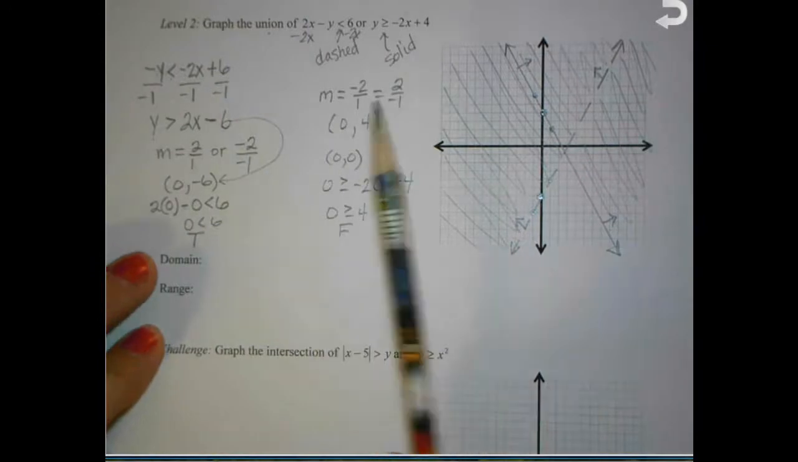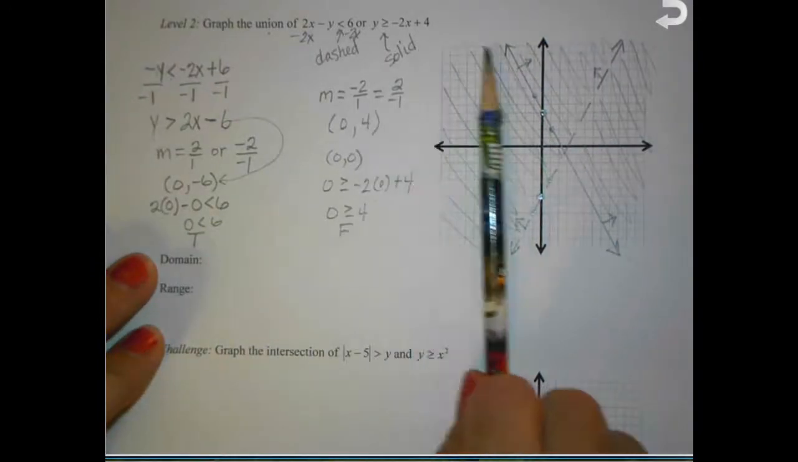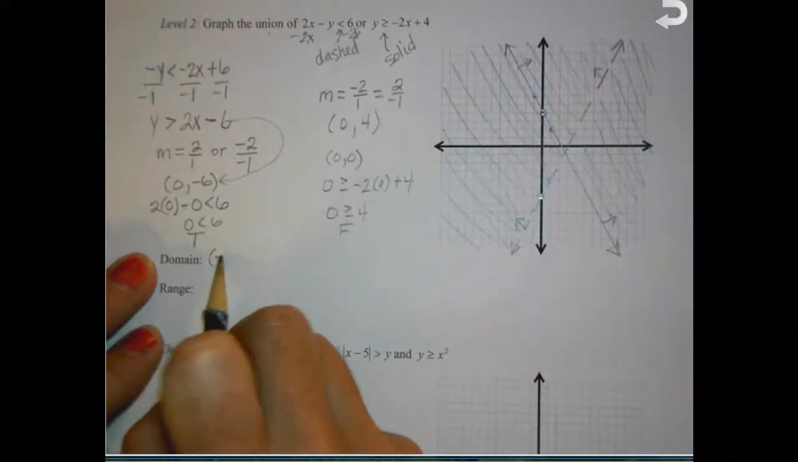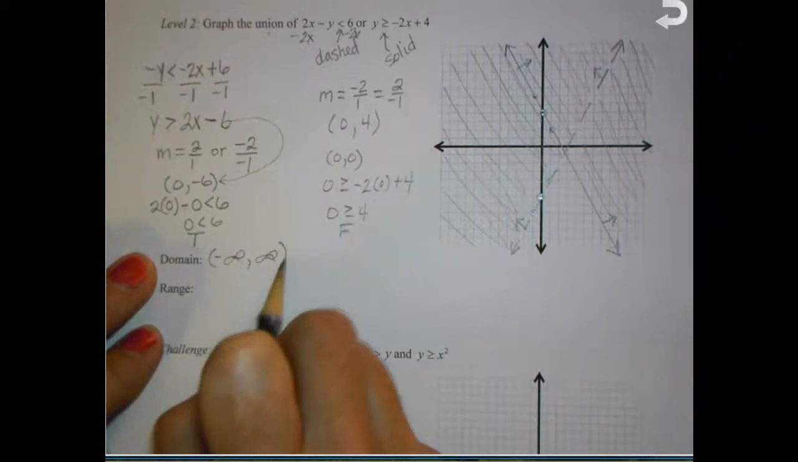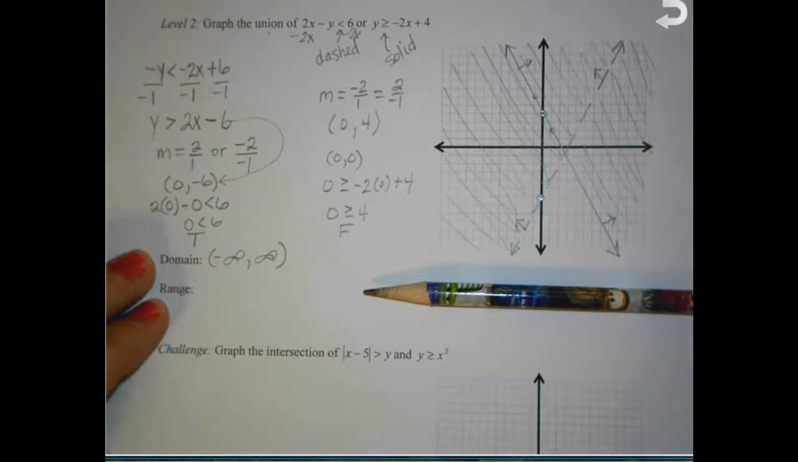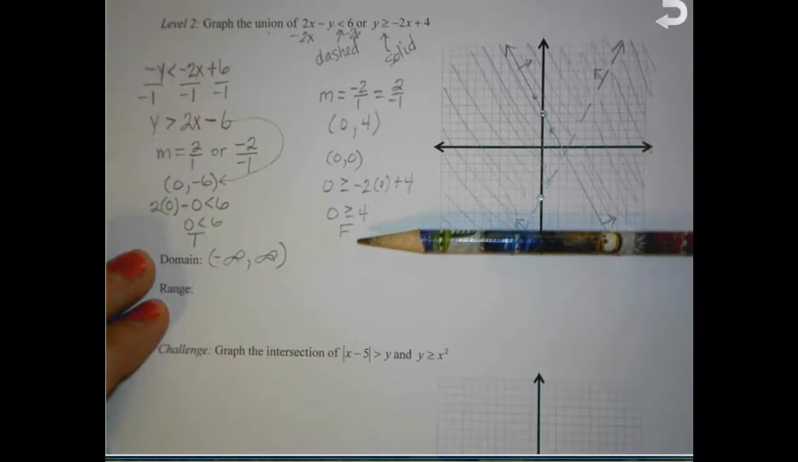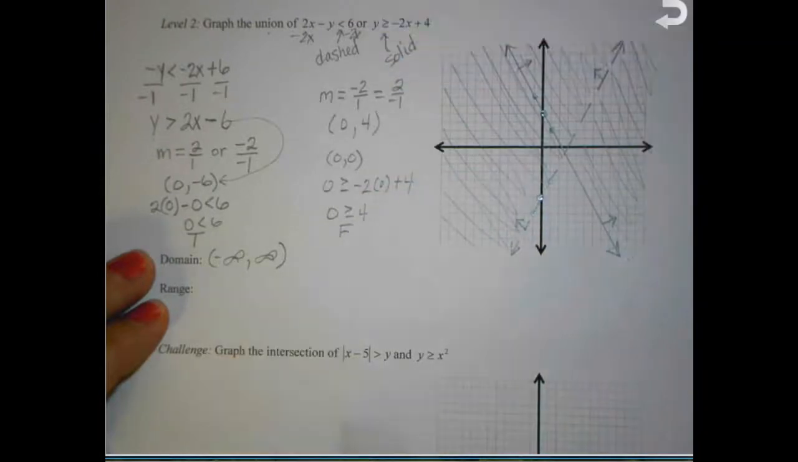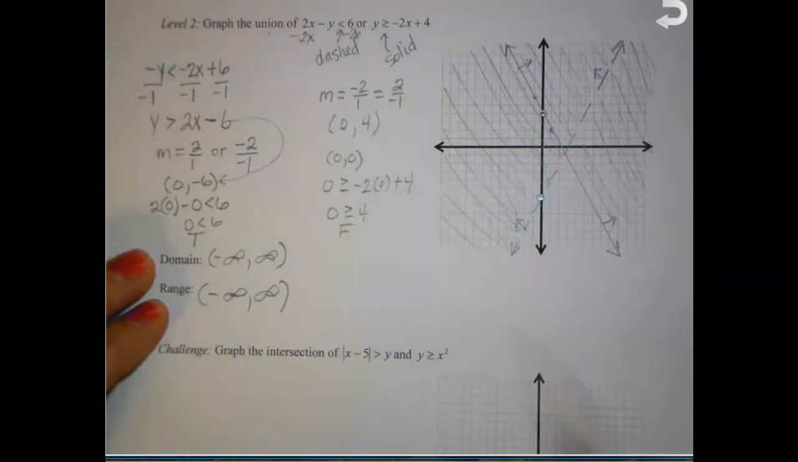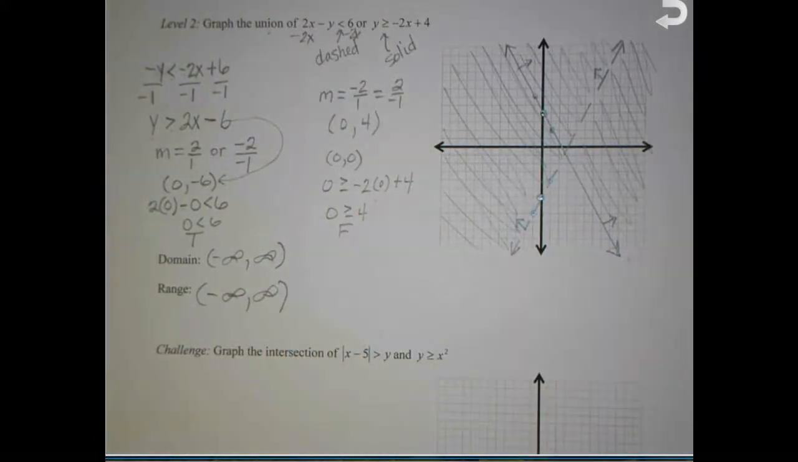Domain, in the x direction, it looks like there will always be a value corresponding for any x. So negative infinity to positive infinity. Range, coming down for the y direction, start at the negative infinity end and move to the positive infinity end. We'll always have a value somewhere. So negative infinity to positive infinity for both of those.